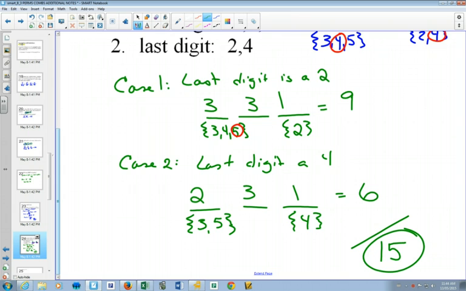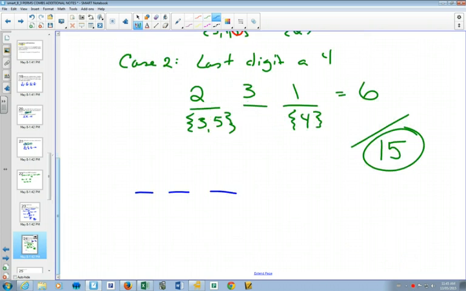Some people would say, well, I could do the first digit, case 1, start with a 3 or 5, because that won't overlap with my last one. If I started with a 3 or a 5, can you see that my spaces would look like this? 2 for 3 or 5. This one would be 2 or 4, and there'd be 3 left, which would give me 12.